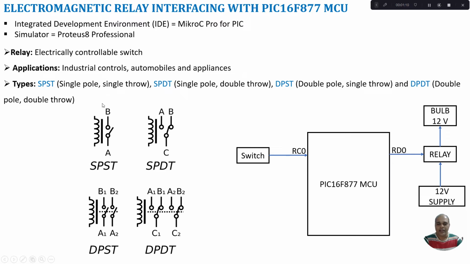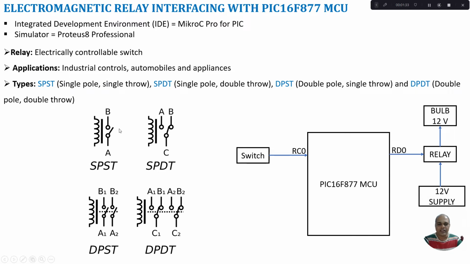So this electromagnetic relay is of 4 different types: SPST, single pole single throw; SPDT, single pole double throw; DPST, double pole single throw; and DPDT, double pole double throw. So this is the symbolic representation of these 4 types: SPST, SPDT, DPST and DPDT.